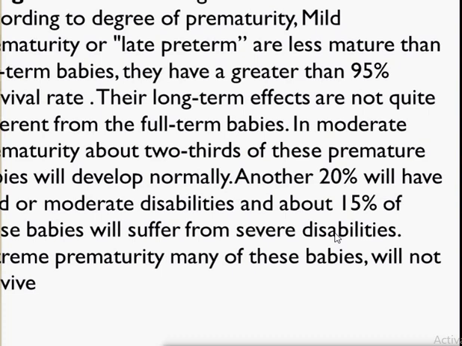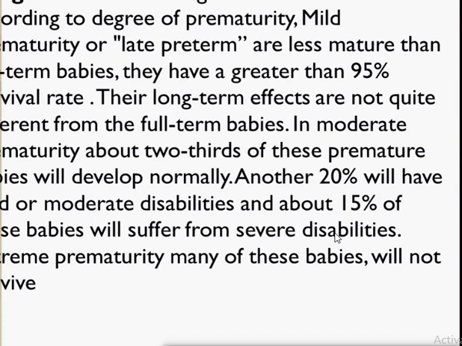اللي قلناها من قبل هي الشورت تيرم complication اللي تتعلق بالبلاد GIT oxygen complication etc. لكن عندنا long term effect. Long term effects are different according to the degree of prematurity. Mild prematurity or late preterm are less mature than full term baby. They have a greater than 95% of survival. Their long-term effects are not quite different from full-term baby.